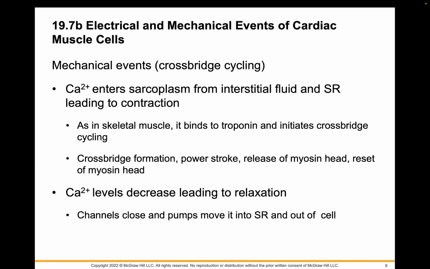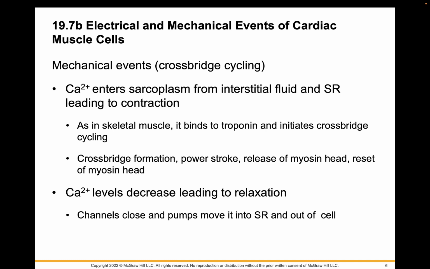Calcium enters the sarcoplasm from both the interstitial fluid and the sarcoplasmic reticulum. This is very different. When we saw skeletal muscle, the only source of calcium was the sarcoplasmic reticulum. In cardiac muscle, it's coming from not only the sarcoplasmic reticulum, but also the interstitial fluid. As usual, this calcium will bind to troponin, and it's going to be responsible for the initiation of cross-bridge cycling.